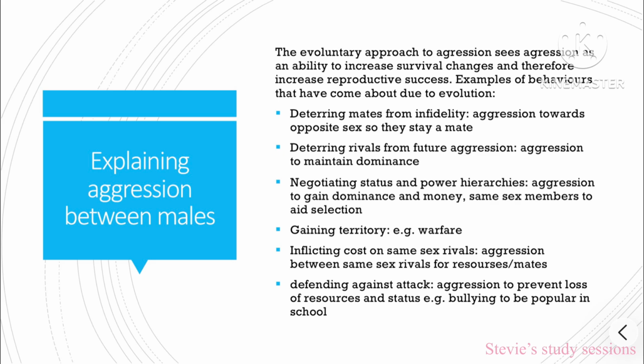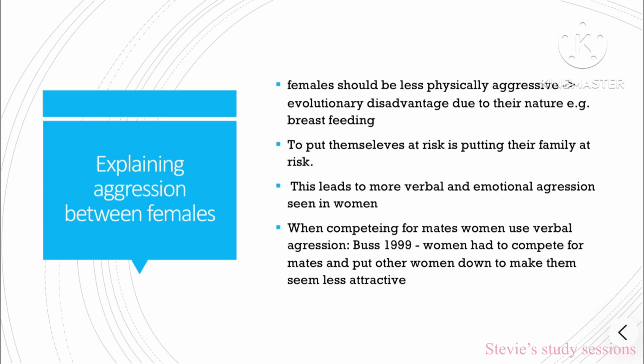Aggression between same-sex for resources and mates. Defending against attacks. Aggression to prevent loss of resources or status, e.g. bullying to be popular in school. Aggression between females. Females should be less physically aggressive. They have an evolutionary disadvantage due to their nature.